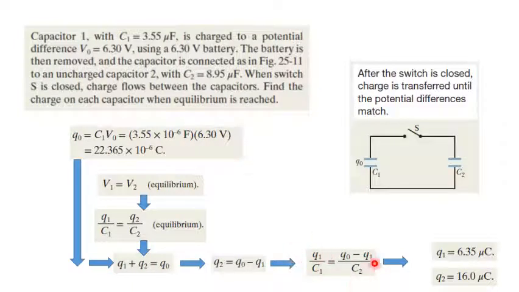So by replacing the value of C1 by 3.5 microfarad and C2 by 8.9 microfarad, we can solve for Q1. We find Q1 would be 6.35 microcoulomb. It means that it has been reduced from 22 to 6.35. And Q2 would be the difference, Q0 minus Q1, which would be 16 microcoulomb.